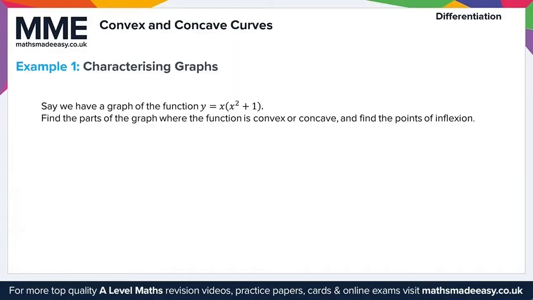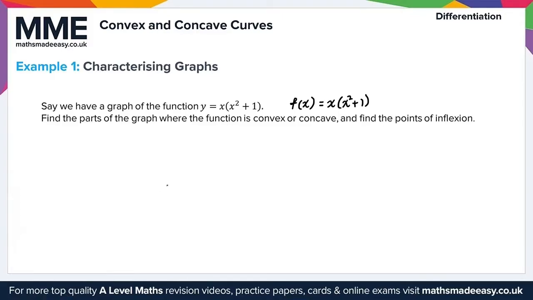Example 1 here on convex and concave curves is taking a look at characterizing graphs. So say we have a graph of the function f of x, or y equals x times (x squared plus 1). So I'm going to write this as f of x equals x times (x squared plus 1), just so I can use f of x notation and f prime of x notation. So here, what we're looking for is the parts of the graph where the function is convex or concave and to find the points of inflection.